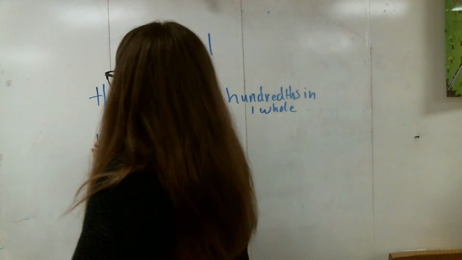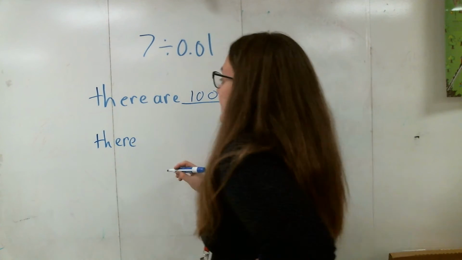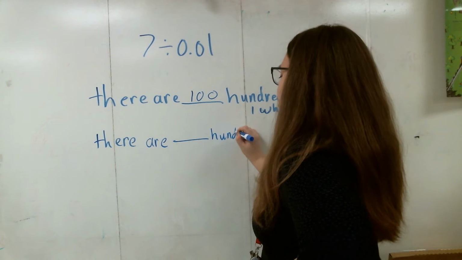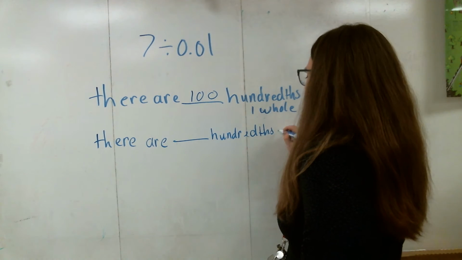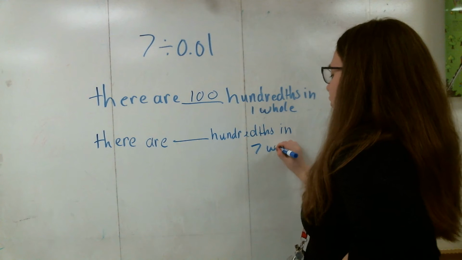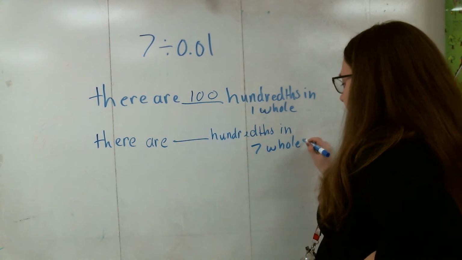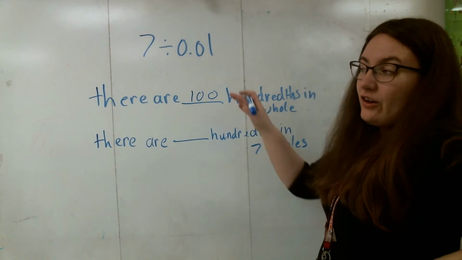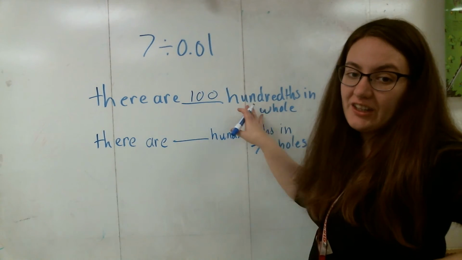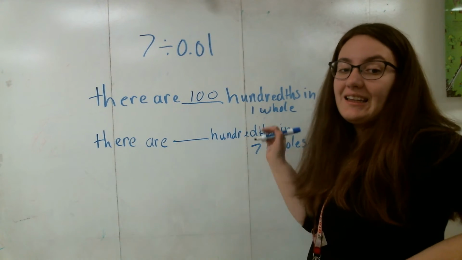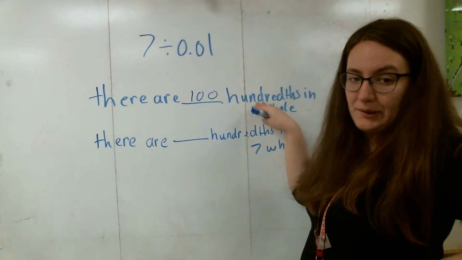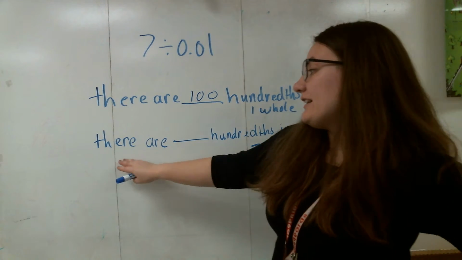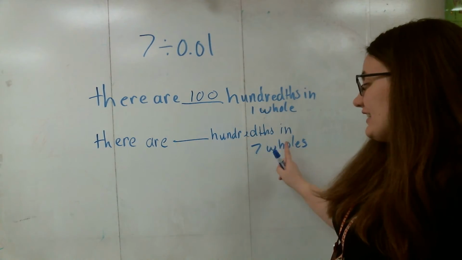So then if I have 7 wholes, I'll write there are blank hundredths in 7 wholes. So I first like to figure out how many hundredths are in one whole, even though it doesn't look like that's a part of my problem. It's going to help me solve other parts of it. And then I'm going to figure out, well, if I know this one, then I should probably know how many are in 7 wholes. So then I'm going to think about it as there are blank hundredths in 7 wholes.